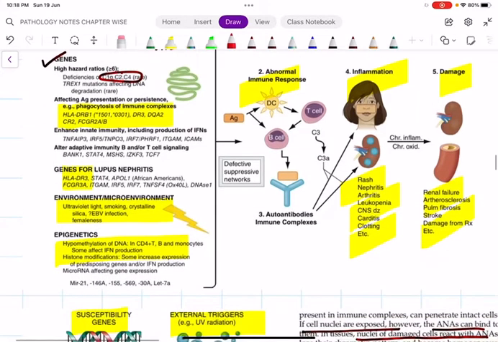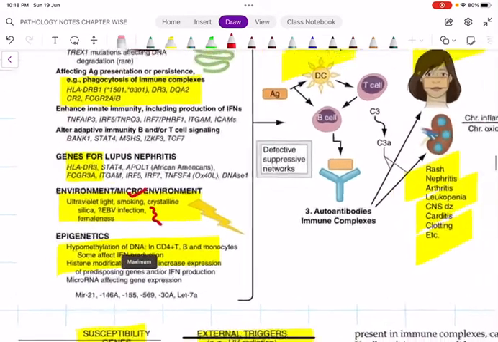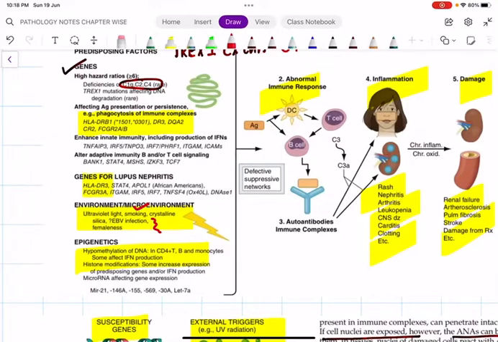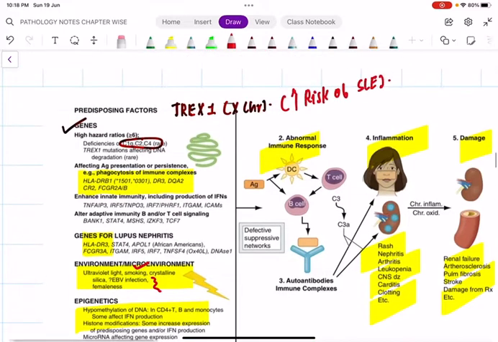Then another important thing, Epstein-Barr virus infection and smoking are also associated with increased risk of developing SLE. Then another important thing is deficiency of C1q, C2 and C4. See, TREX1 mutation. Remember, that gene is located in the X chromosome. Then HLA-DRB1, DR3, DQA2. These are other important things.